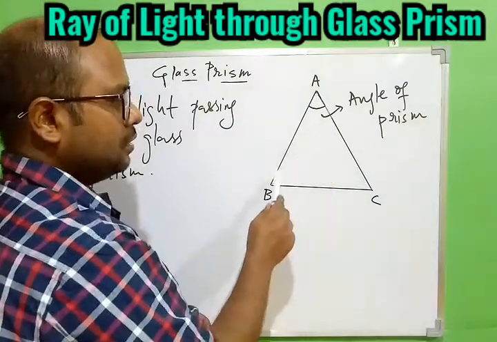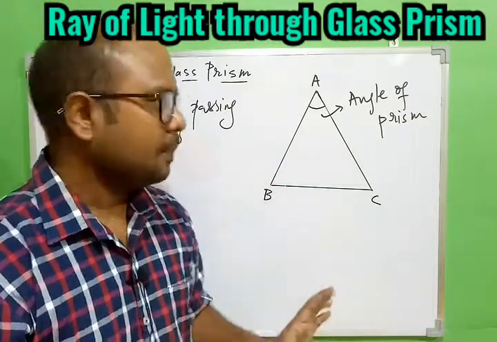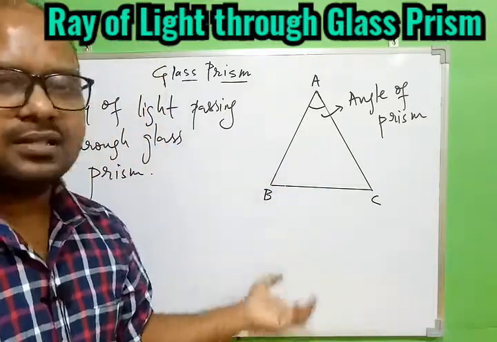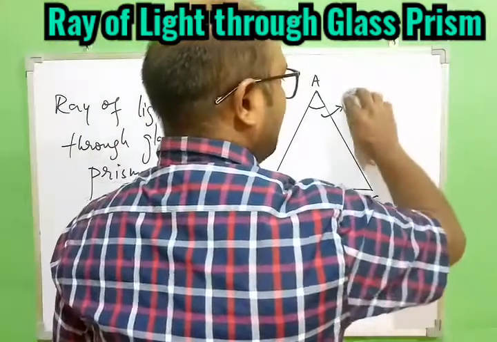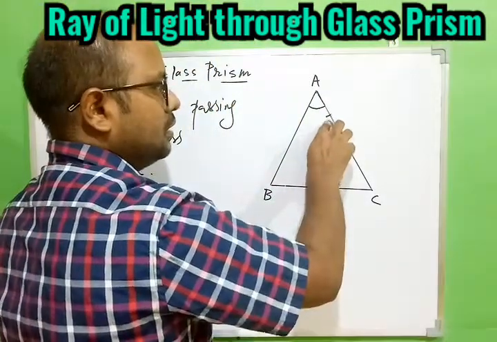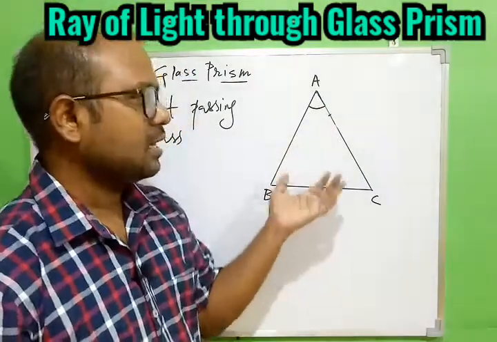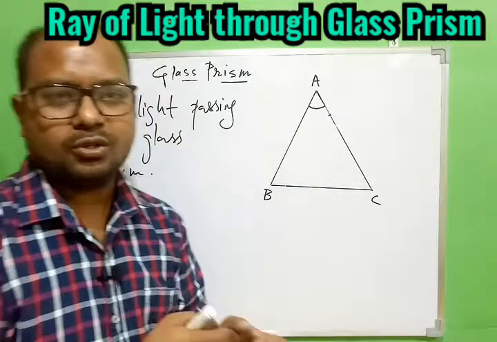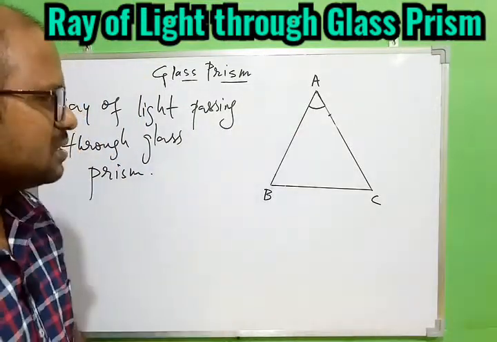So you can talk about this angle or this angle. In general, this is an equilateral triangle, and all the angles are equal. Okay, so that is one thing you have to remember. But even if you give another shape to the prism, that is, the triangle is not equilateral, then also it can be a prism. But in general you should know this is the angle of prism, very first.